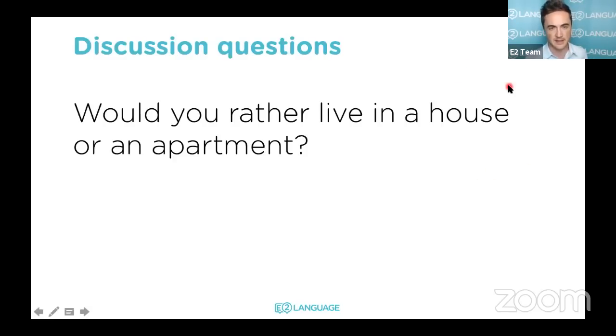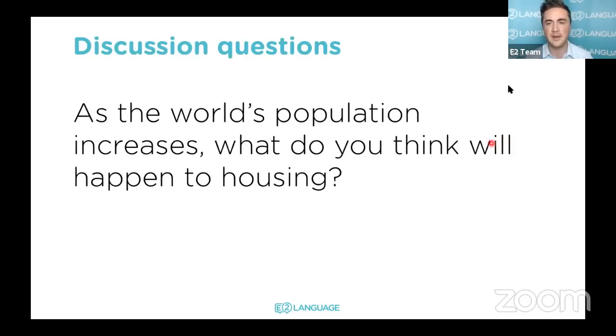All right, that's 30 seconds. Obviously, you cannot answer by just saying apartment or house. You need to answer why and give an interesting reason why. You might talk about the size, you might talk about practicality, you might talk about cost, something like that. Proximity to the city, you need to use interesting vocabulary and correct grammar. Last one, 30 seconds. As the world's population increases, what do you think will happen to housing? Now you need to think about possibilities and future scenarios. Your time starts now.